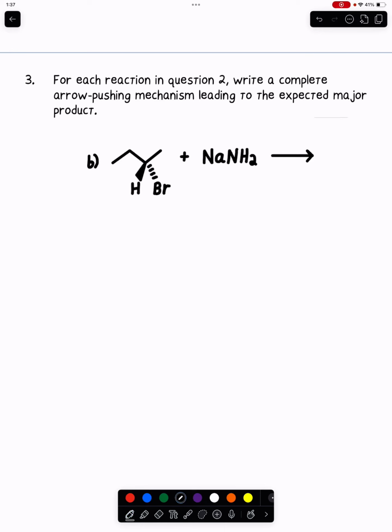In this question, you're being asked to produce an arrow pushing mechanism leading to the expected major product of this reaction. So in a previous example, we've already identified the substrate and the nucleophile, so we want to do that again because we want to know what the expected major product is.